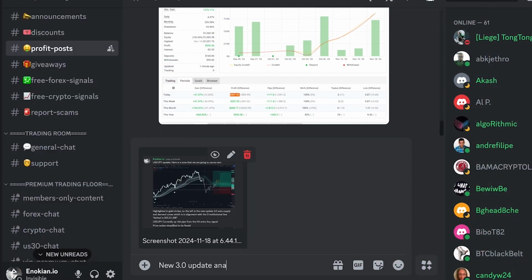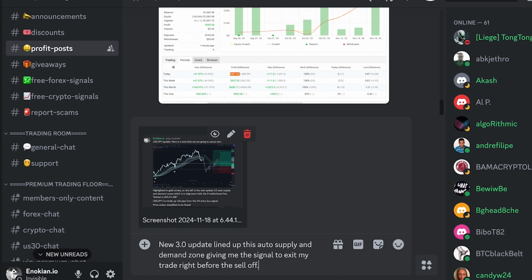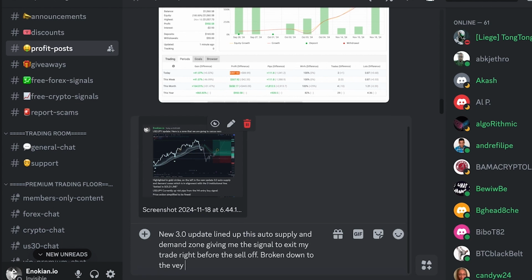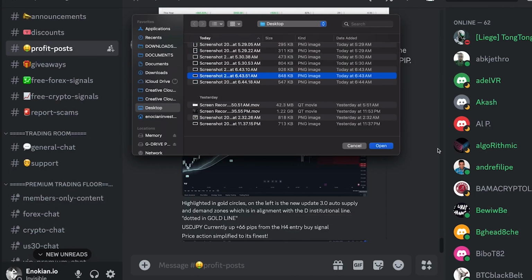The new 3.0 update lined up to this auto supply and demand zone, which gave me the signal to exit my trade right before the sell-off. Broken down to the very pip. Wow. Absolutely insane. Gonna send this out so they could see it.